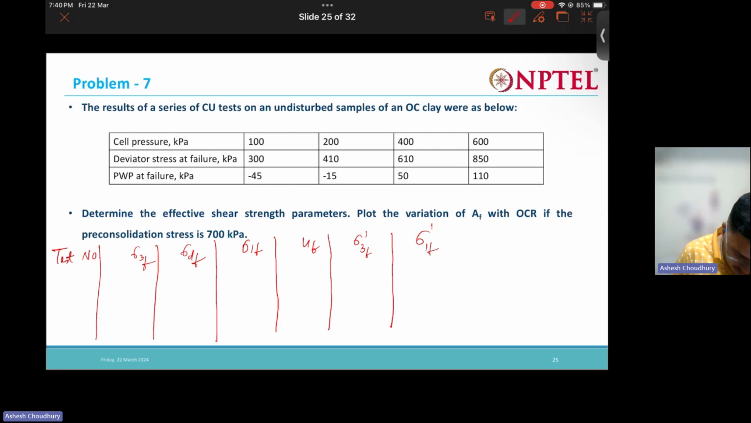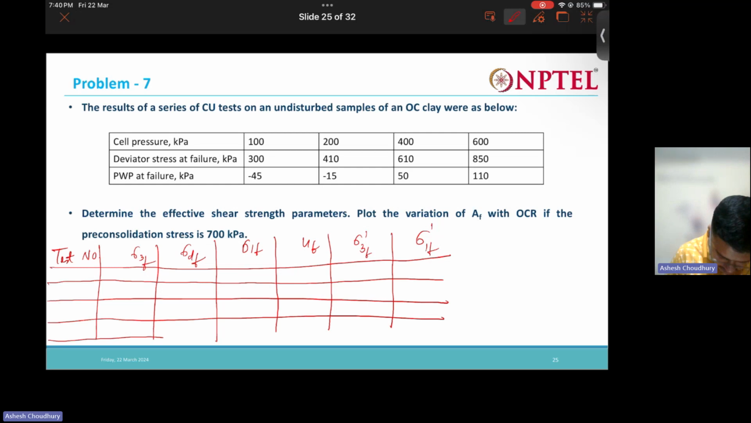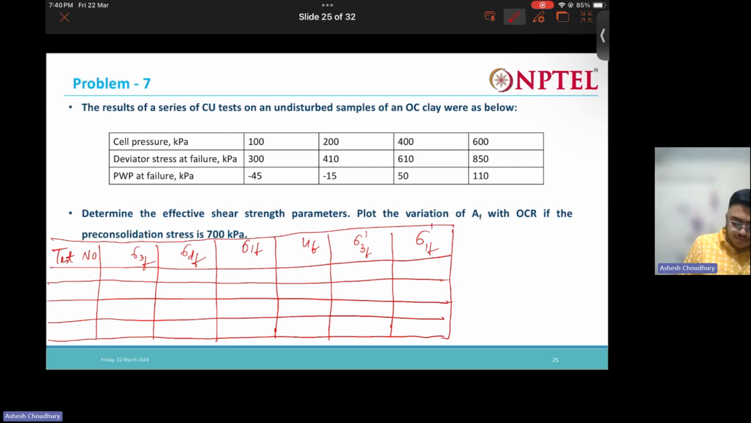Finally, okay. So four tests. Let me make 4 rows here. So test 1, 2, 3, 4. The first test cell pressure 100, then 200, 400, 600.